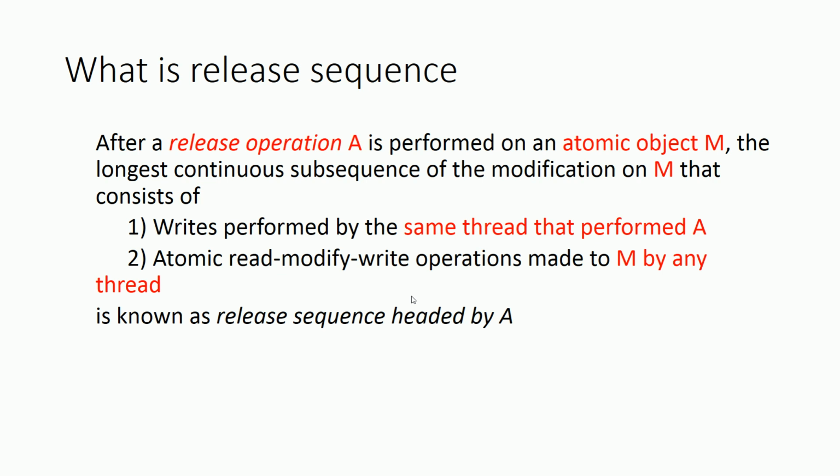We can define release sequence in this way. After a release operation A is performed on an atomic object M, the longest continuous subsequence of the modifications on object M that consists of writes performed by the same thread that performed A and atomic read-modify-write operations made to M by any thread is known as the release sequence headed by A. Okay, let me explain this idea with a diagram.